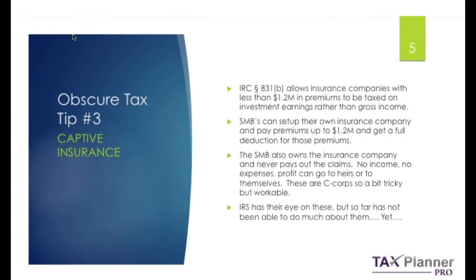And what it says is this, that an insurance company with less than $1.2 million in premiums can basically not pay tax on any of that. And they do have to pay some tax on their investment income. So imagine if you're a small insurance company that does less than $1.2 million, you don't have to pay income tax on that income. Now, here's where this strategy comes into play.